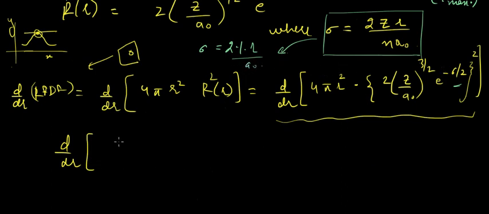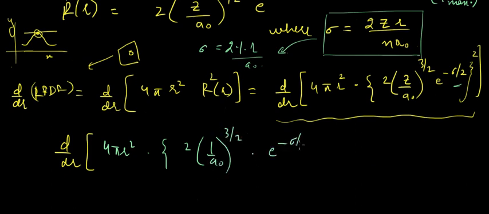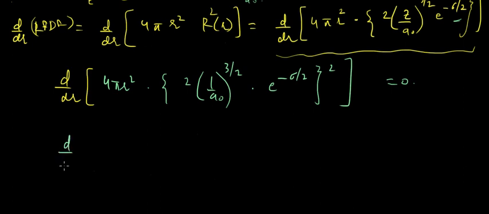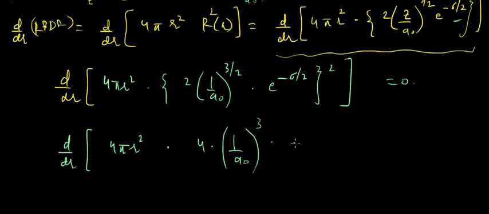So let's simplify this. It would be 4 pi r square multiplied with 2, 1 upon a naught to the power 3 by 2, into e to the power minus sigma by 2, whole squared, should be equal to 0. From here, d by dr of 4 pi r square, applying the square into the bracket, it would be 4 into 1 by a naught whole cube into e to the power minus sigma.